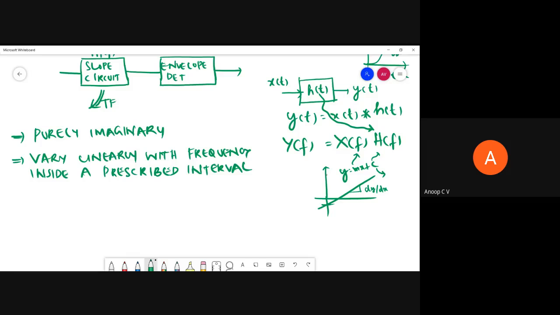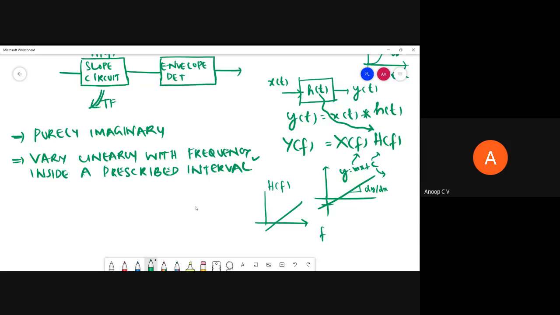So this transfer function, if you plot the transfer function against f, it should be a function like this. It should be varying linearly with frequency. That is what is meant by this. So I hope this is clear now.